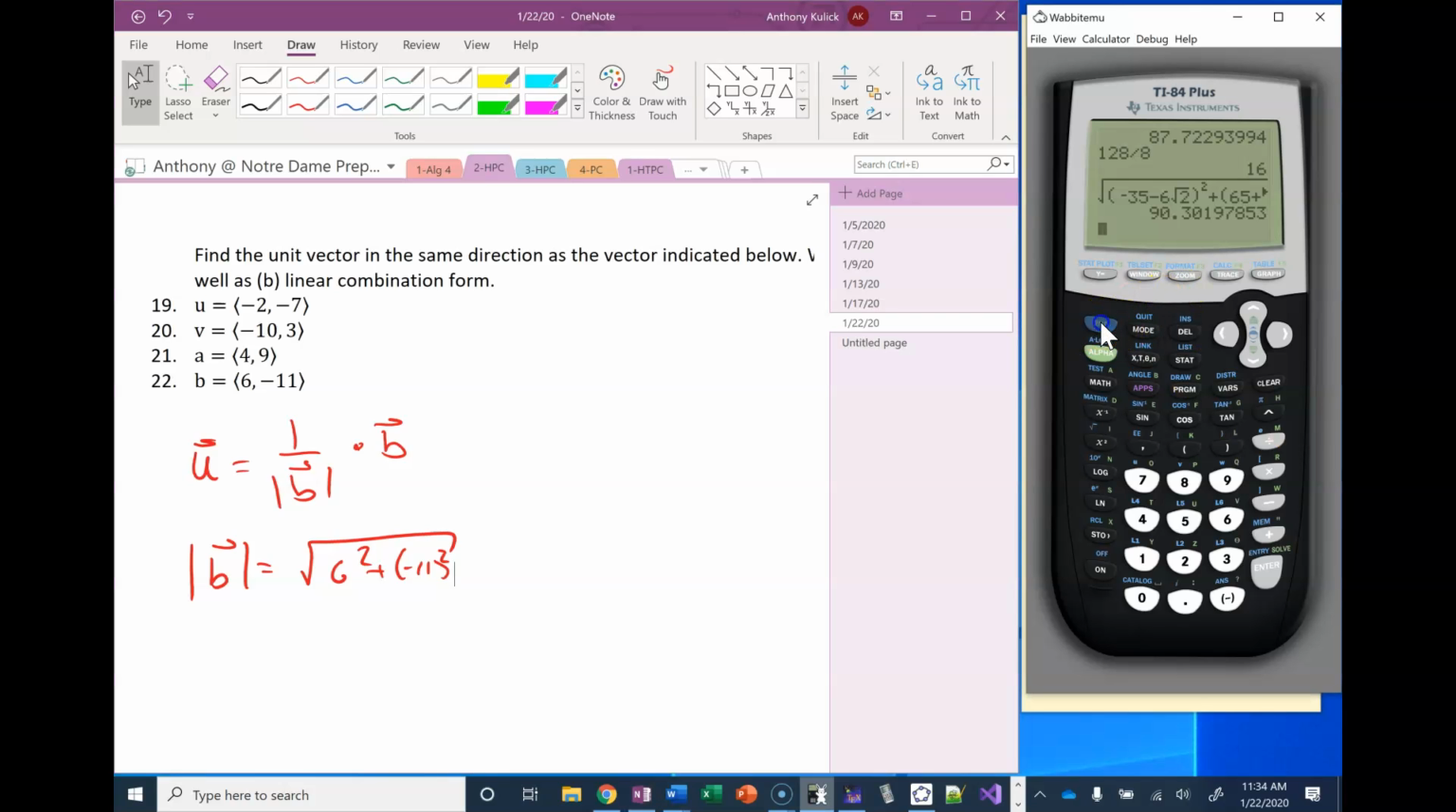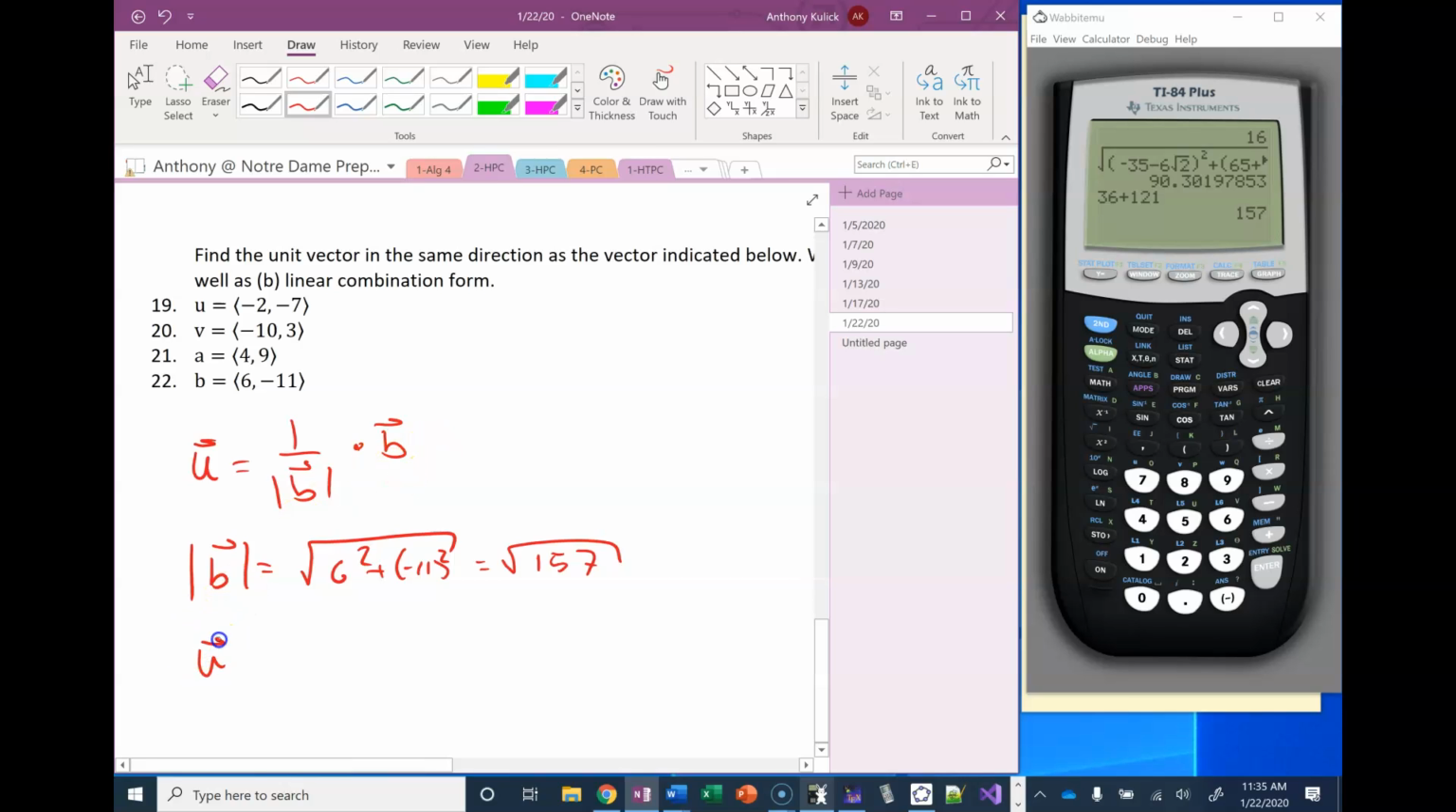So 36 plus 121 is 157, and that is not a perfect square, so I'm not going to bother with it beyond that. So I have 1 over the square root of 157 times <6, negative 11>. So that's going to be <6 over the square root of 157, negative 11 over the square root of 157>.